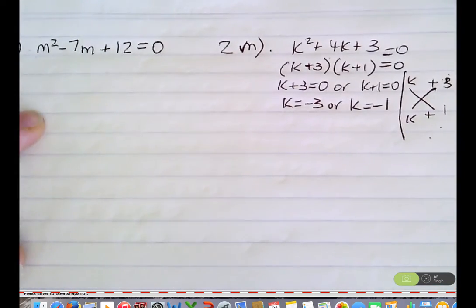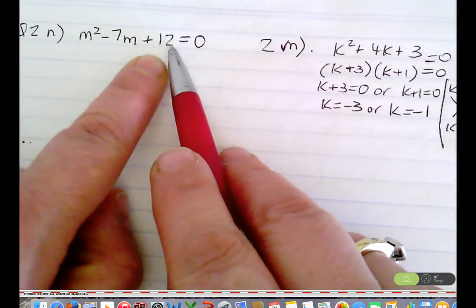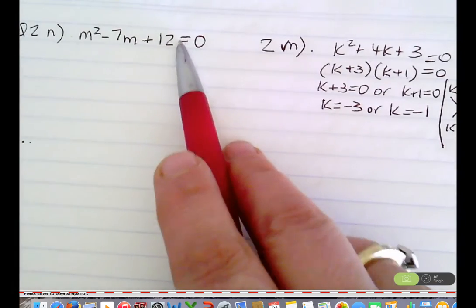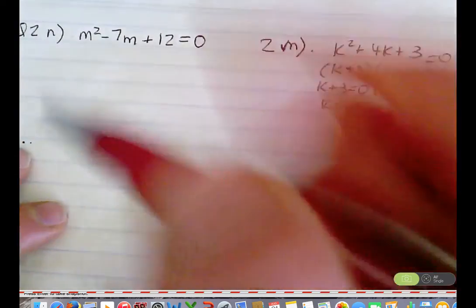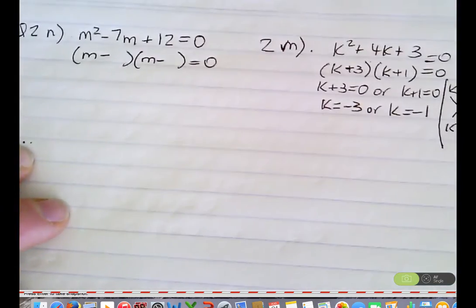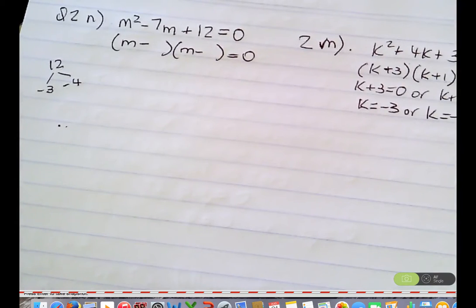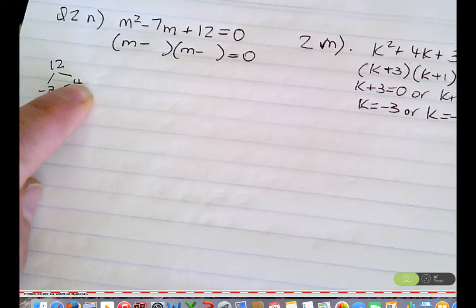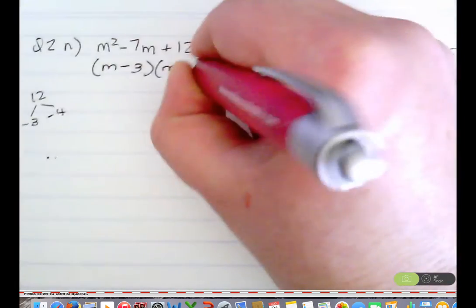Girls, when you've got a plus on the end for the number, but you've got a minus here, both numbers have to be negatives. Because two numbers that multiply to give a positive could be two pluses or two minuses. It has to be negative because you've got a negative in the middle. So I need m minus, m minus. The numbers that multiply to give positive 12 and add up to give negative 7 are negative 3 and negative 4. So you've got m minus 3, m minus 4.